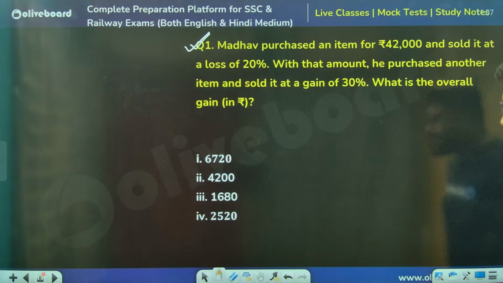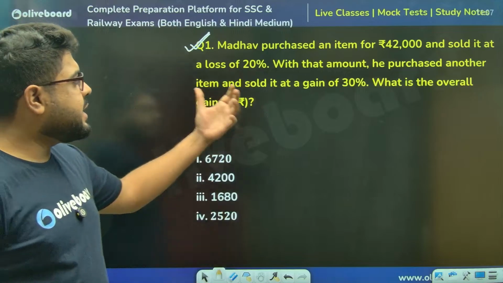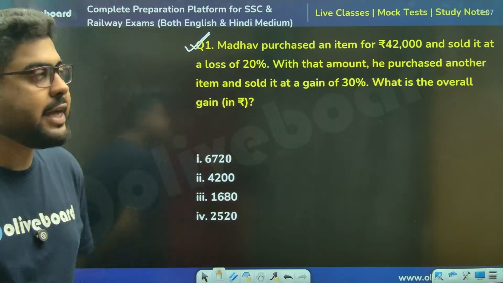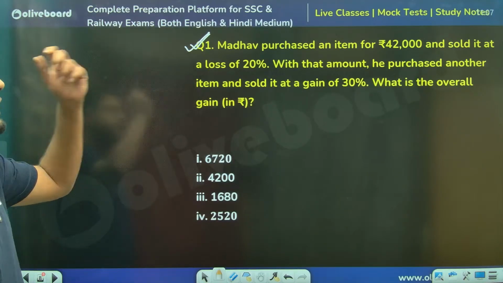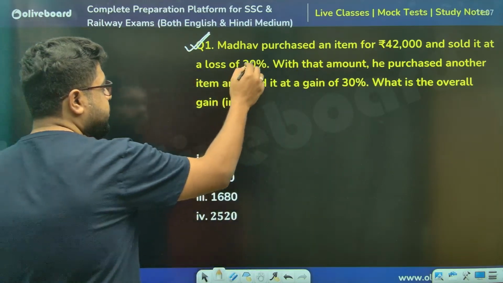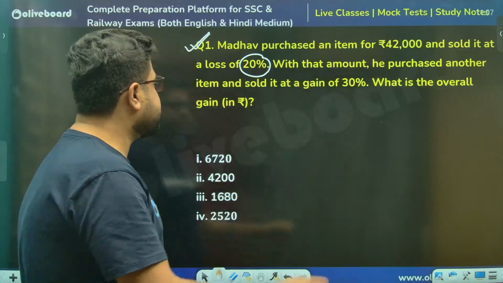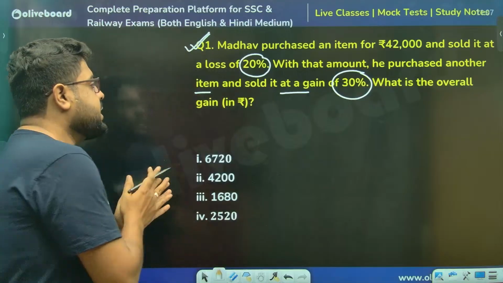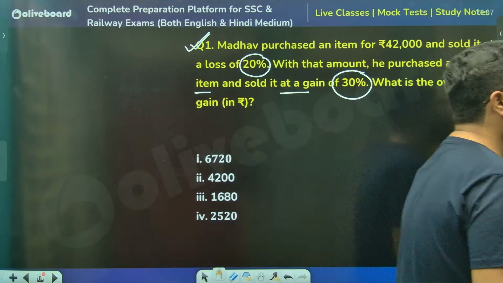Most of these questions, I've not written the name of the exam. Most of these are PYQs along with some most probable questions, meaning questions that I have made from the PYQs. Madhav purchased an item for 42,000 rupees and sold it at a loss of 20%. Whatever amount he got after selling it, with that amount he purchased another item and sold it again at a gain of 30%. What is the overall gain?